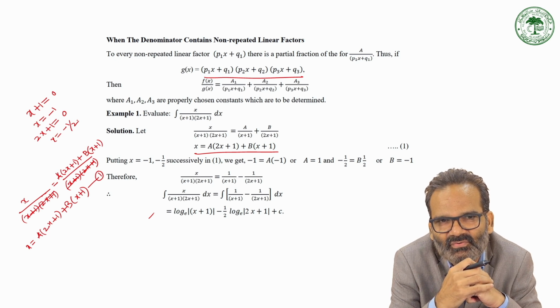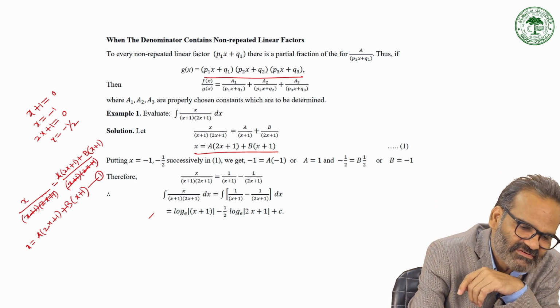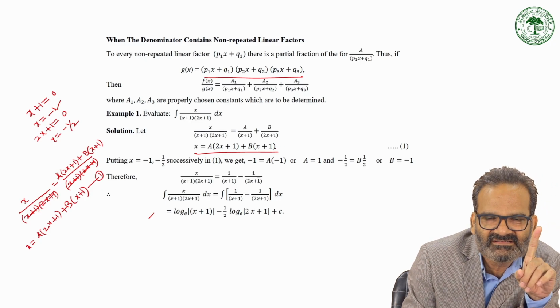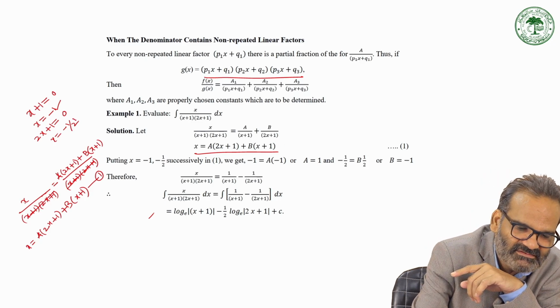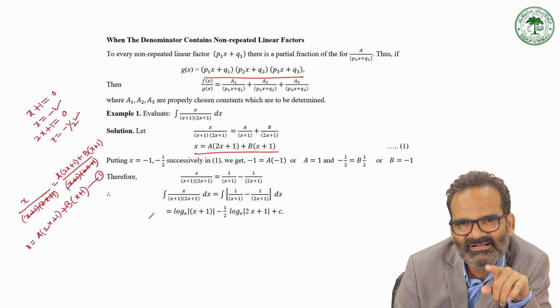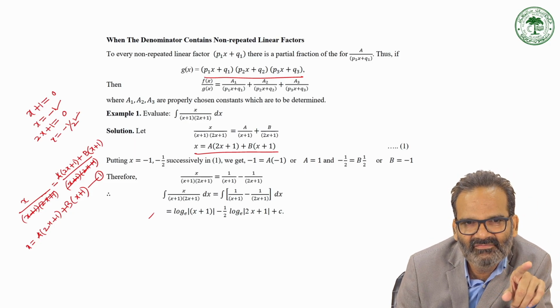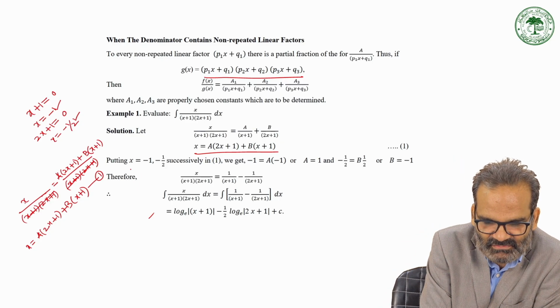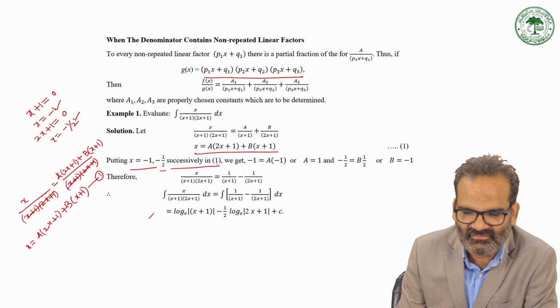So what we will do, we will put x equal to minus 1 in this equation number 1. We will get one constant. Then we will put x equal to minus 1 upon 2 in equation number 1. We will get the other constant. So by putting x equal to minus 1 and minus 1 upon 2 successively in equation 1, we will get the constants.